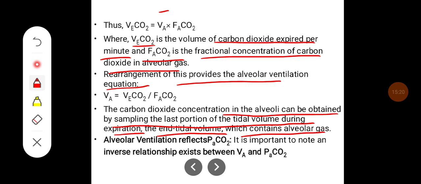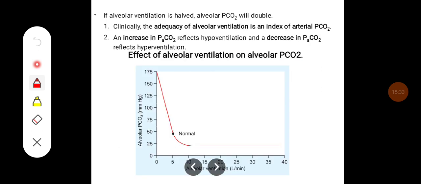Alveolar ventilation reflects PaCO2. It is important to note that an inverse relationship exists between the alveolar ventilation and partial pressure of carbon dioxide. Here in this diagram you can see the alveolar ventilation and its relation with the alveolar carbon dioxide, which has the inverse relationship. If alveolar ventilation is halved, the alveolar PCO2 will double. Clinically, the adequacy of alveolar ventilation is an index of arterial PCO2.